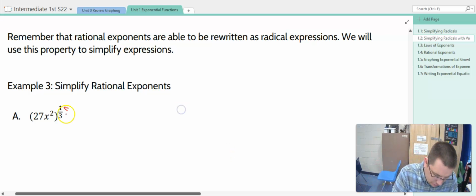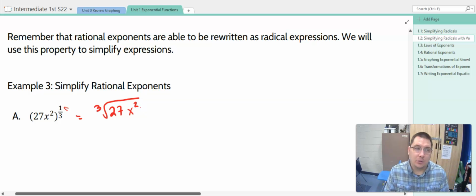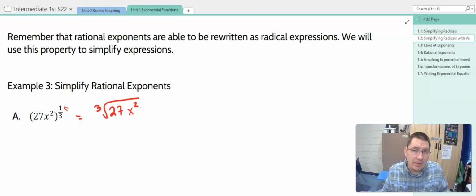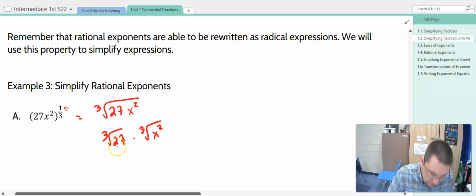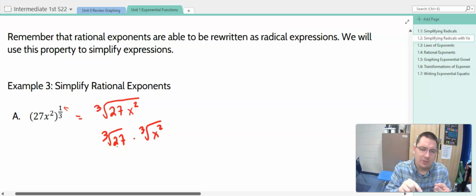But the denominator is 3, so this is going to be a cube root of 27x squared. And so like we did in example 2, we're going to split this up, simplify both pieces as best as we can. And so we're going to have the cube root of 27 times the cube root of x squared.